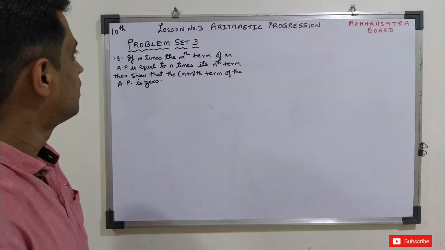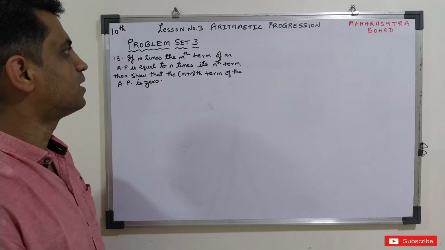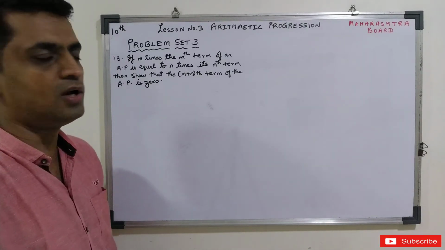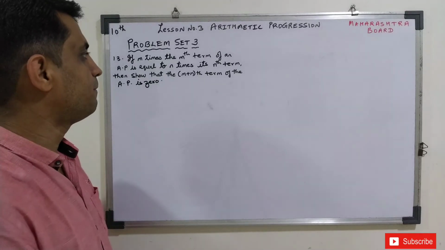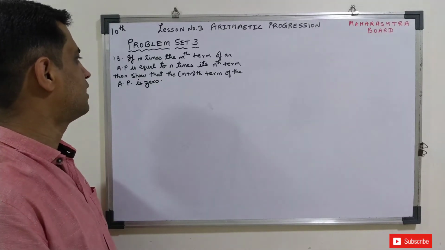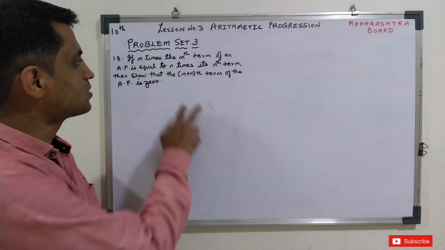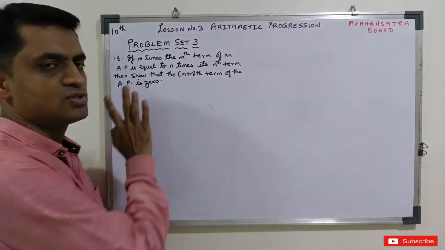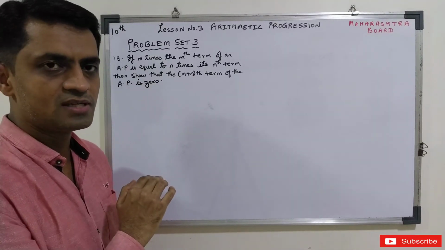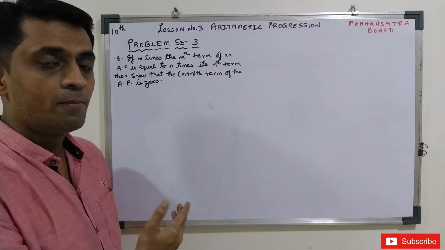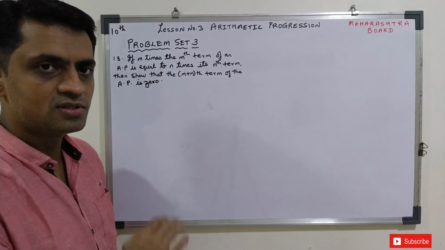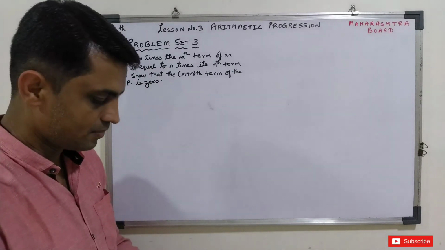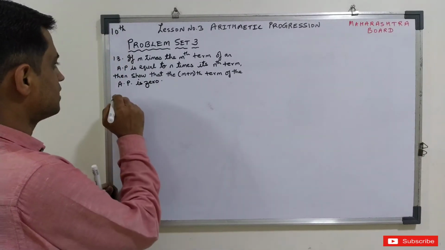13th sum. If m times the mth term of an AP is equal to n times its nth term, then show that m plus nth term of the AP is 0. Here also m plus n term is equal to 0. In a previous sum also the same thing was there, p plus q. But in the previous sum Sn formula, here Tn formula we will use. The method remains the same. Let us see how to solve the sum.